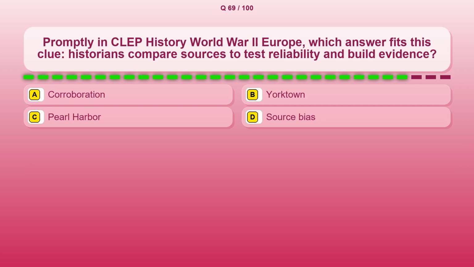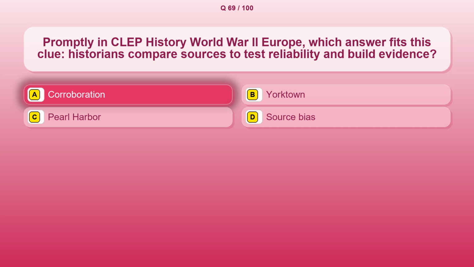Question 69. Promptly in CLEP history World War II Europe, which answer fits this clue? Historians compare sources to test reliability and build evidence. Option A, corroboration. Option B, Yorktown. Option C, Pearl Harbor. Option D, source bias.